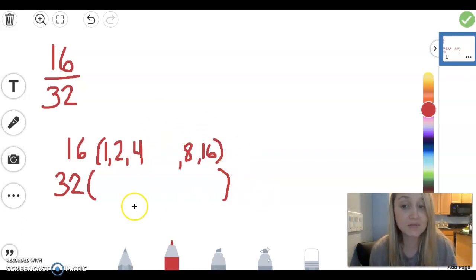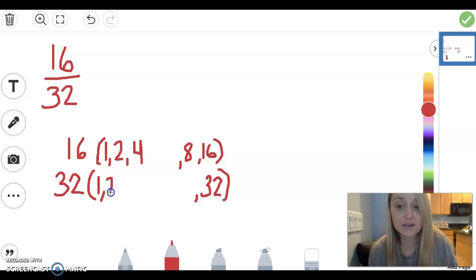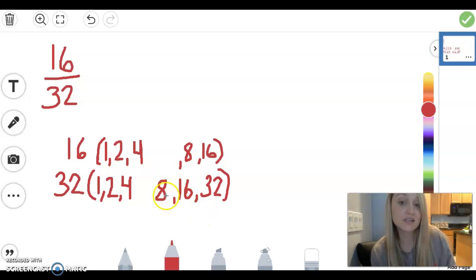The only reason why I'm not right now is just because I only have a certain amount of time. So make sure you're writing all your factors out. Okay, so we have 2 and 16. 3 cannot go in. 4 can. 5 cannot. 6 cannot. 7 cannot. 8 can. 9 cannot. And 10 cannot. So we have all of our numbers here.